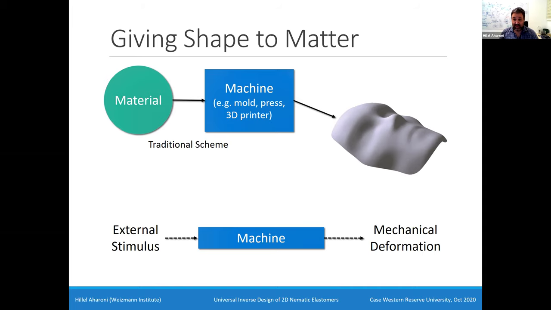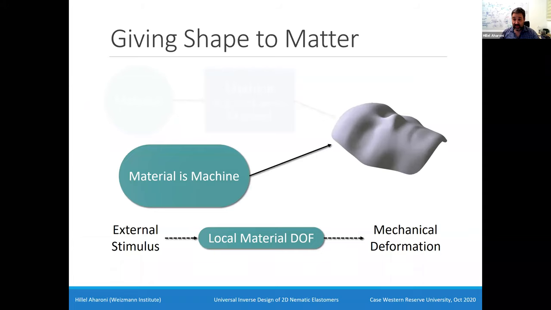Now, in the example I showed you in the previous slide, this is not at all how it works. In the examples I showed you, the material itself is the machine. I'm borrowing terminology from Kaushik Bhattacharya and Mark Warner. So the material is the machine. Basically, upon actuation, the material elements themselves deform and exert forces on one another. And this is how the material reshapes itself into a different form, only by exerting forces on itself.